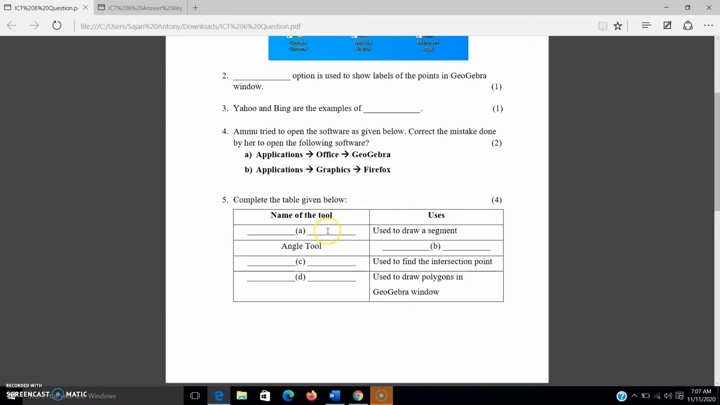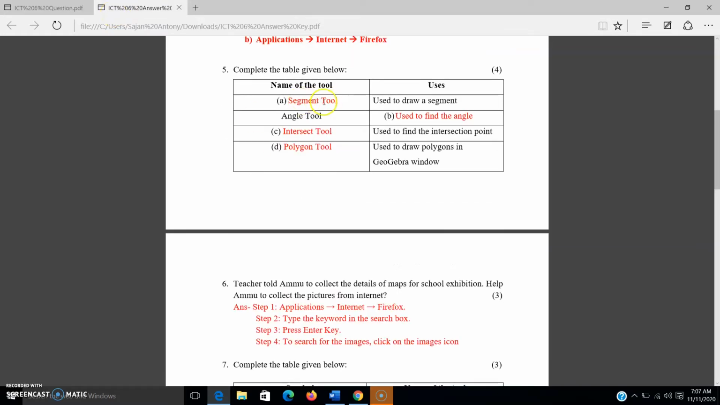So what is the first answer? Used to draw a segment. So you all know which tool? Yes, segment tool. The answer key you can see here. The red color written is answers. Used to draw a segment. Which tool? Segment tool. Now, angle tool is given in your question. What is the use of it? Yes, the answer is used to find the angle.